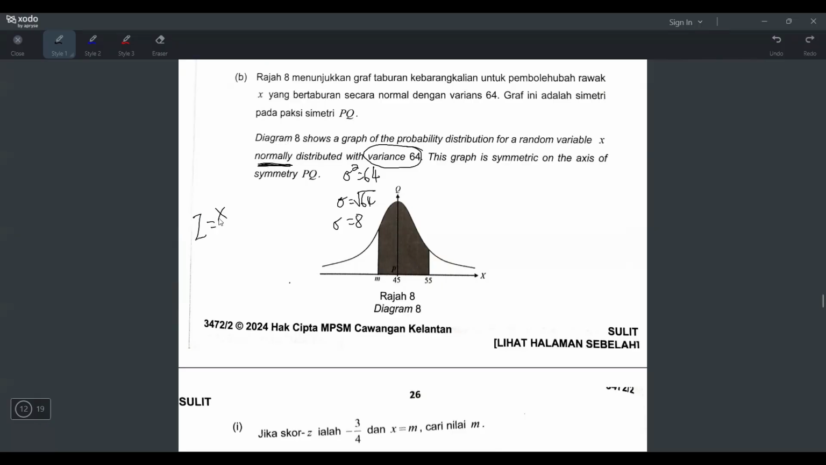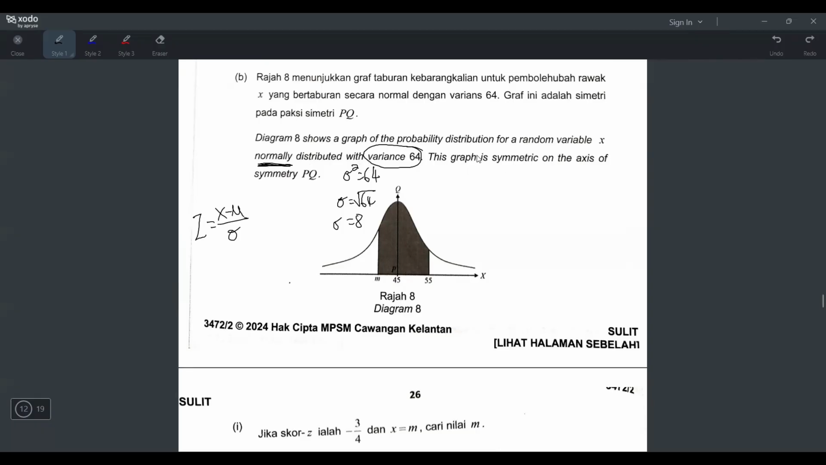And the formula to convert x to z is x minus mean, divided by standard deviation. That means in normal distribution, and in normal distribution only, we don't really care about variance. We want the standard deviation and mean.